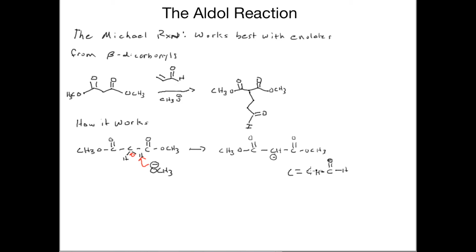So now we're just going to kind of redraw what we have here. Running out of room. And now these electrons are going to want to kick back down. They're going to want to pick up a proton. So we've got the conjugate acid of our base that's kind of left over here, which would be methanol in this case.